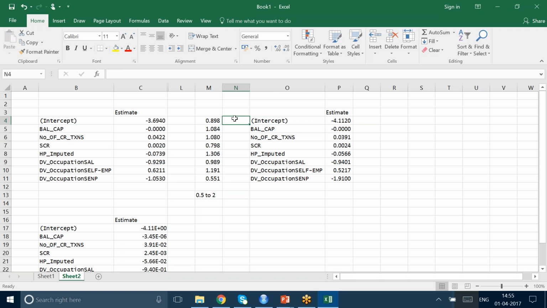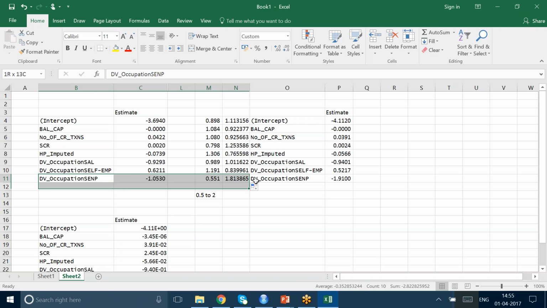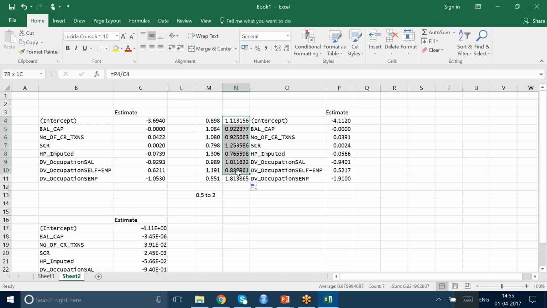So basically if I do the ratio, in this case what I did is C4 divided by P4. Let me do the reverse. P4 divided by C4. So it will be 1.1. And here this is 0.5, so it is 1.8. So this shows that for self-employed non-professional there is a huge variance in the beta variable. For all others there is a very high amount of stability because they are very close to 1.